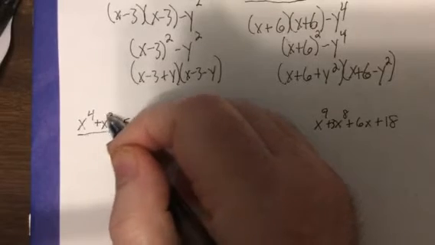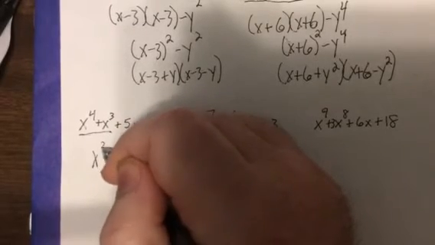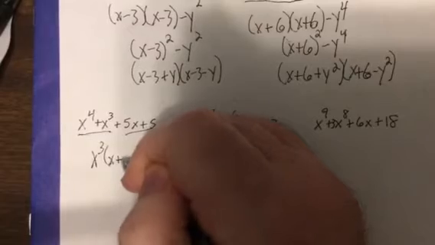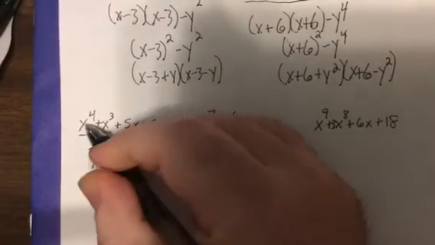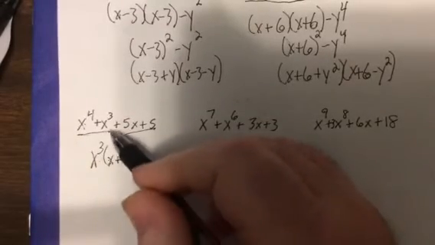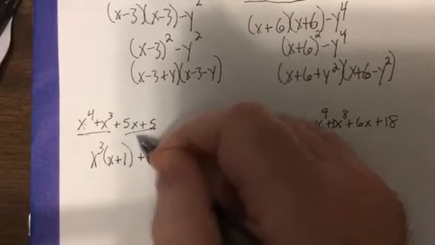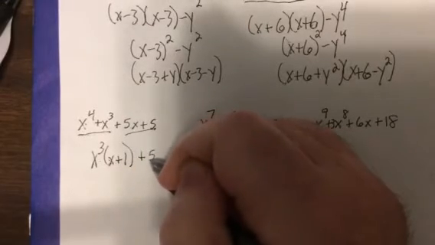So I'm going to factor out the x cubed, and that'd be x plus 1 left, because x cubed times x is x to the fourth. x cubed times 1 is x cubed. Then I'm going to factor out the 5.